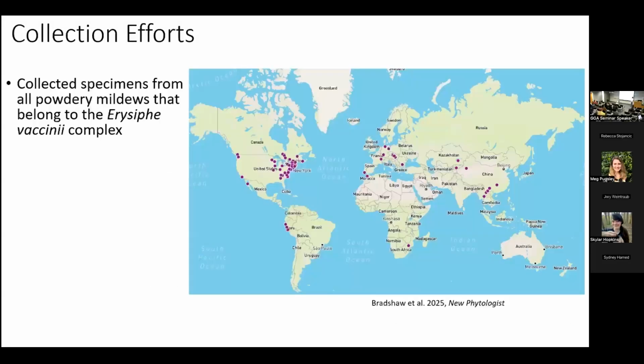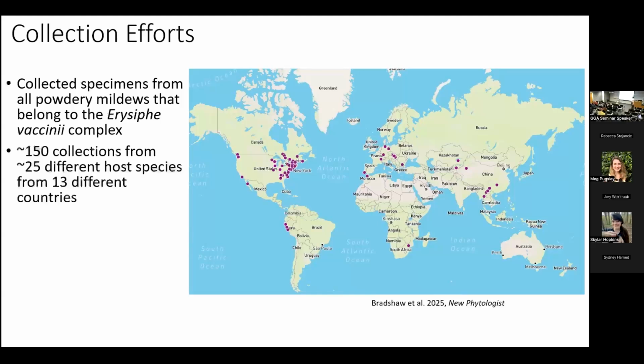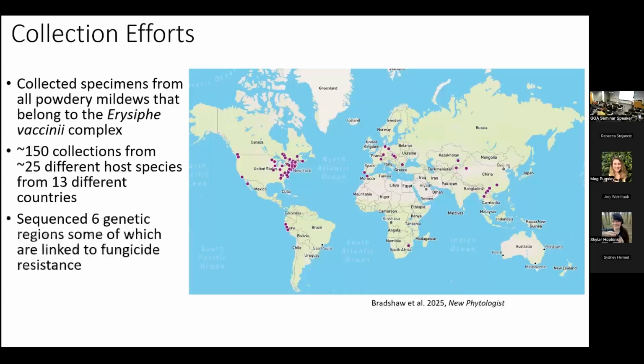So now I'm going to go over the collection efforts. We collected specimens from throughout the world. You can see these are everywhere. Here's where it had been unreported: South Africa, Peru, Morocco, Portugal, throughout China. These are top blueberry growing regions in the world. So it was from 13 different countries.